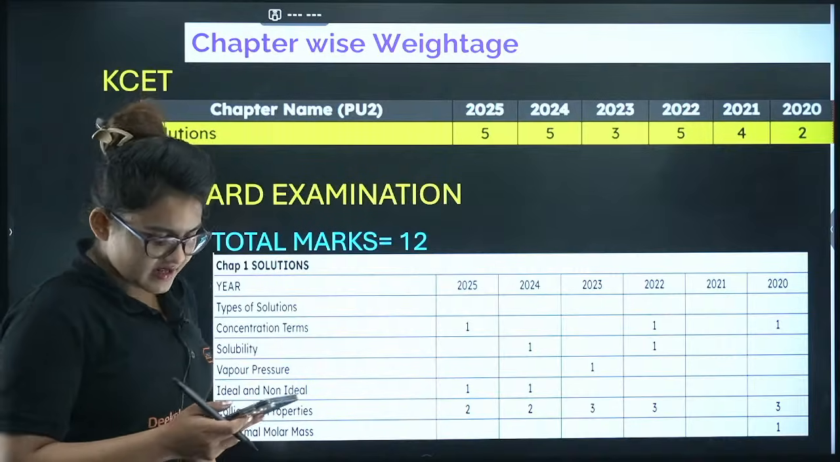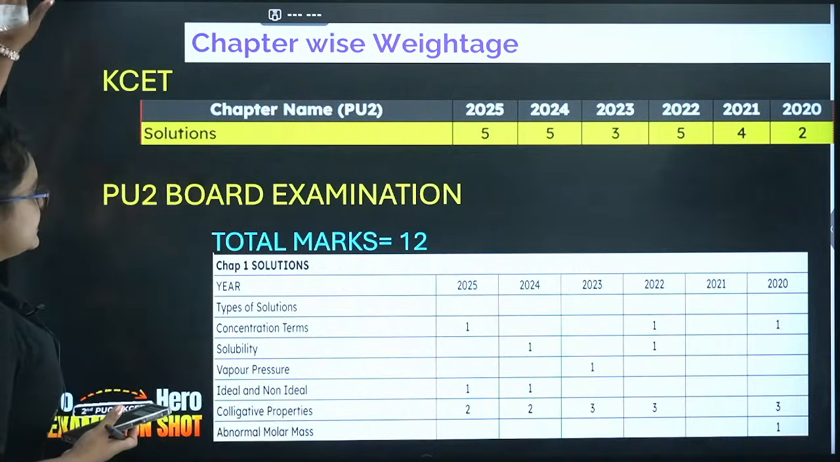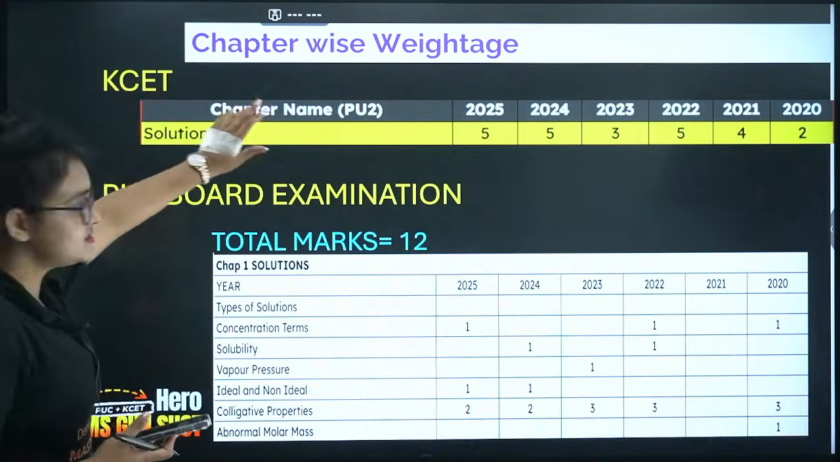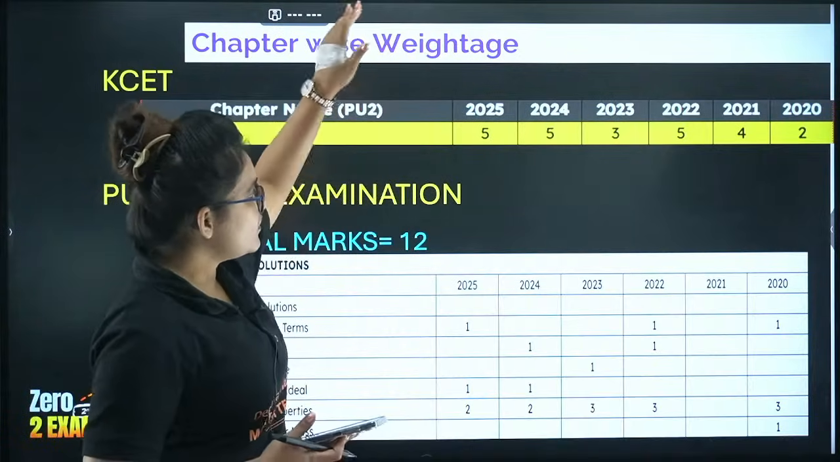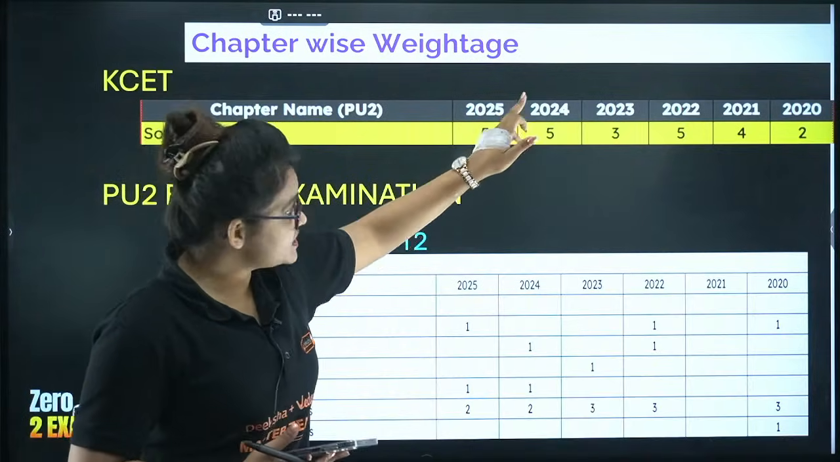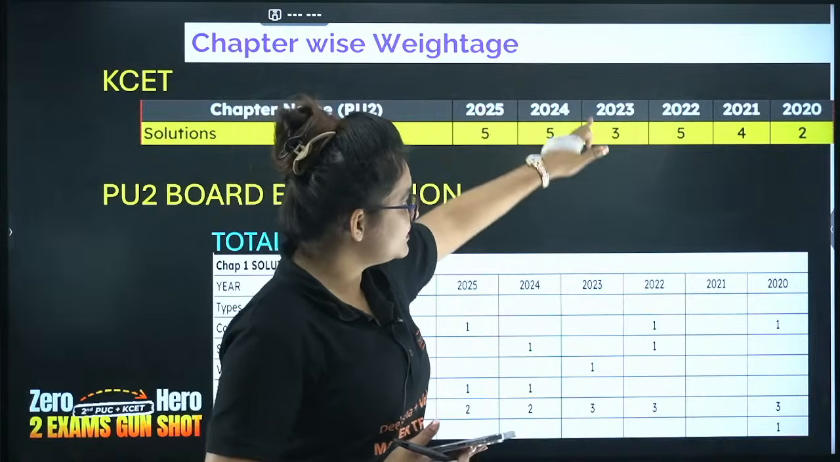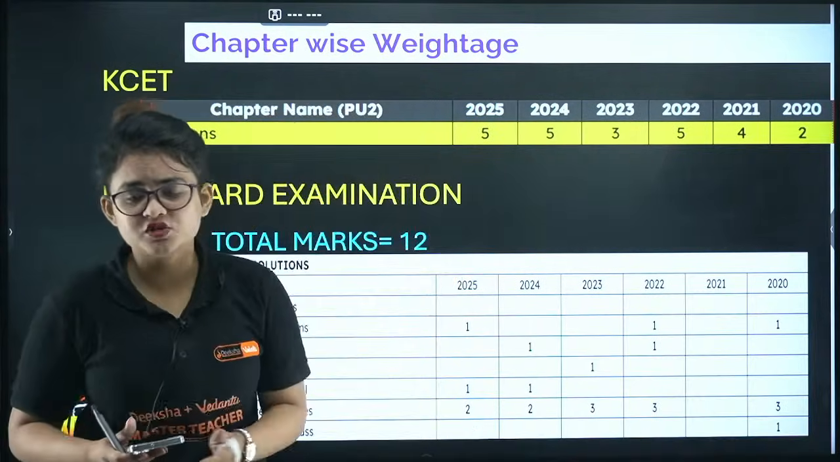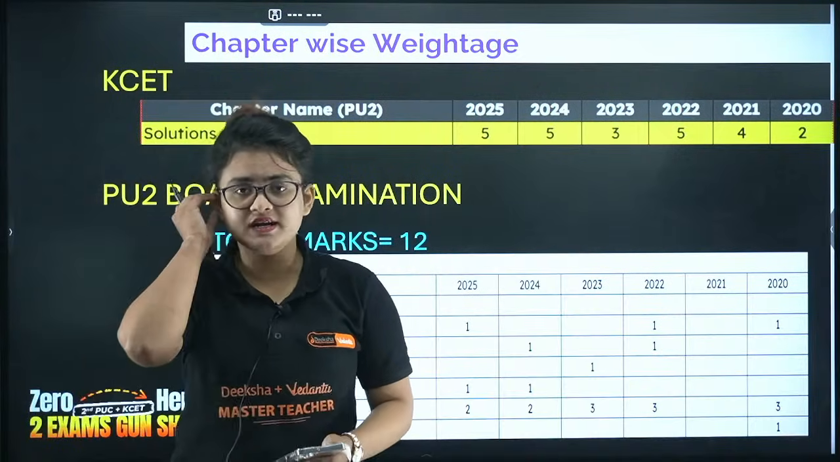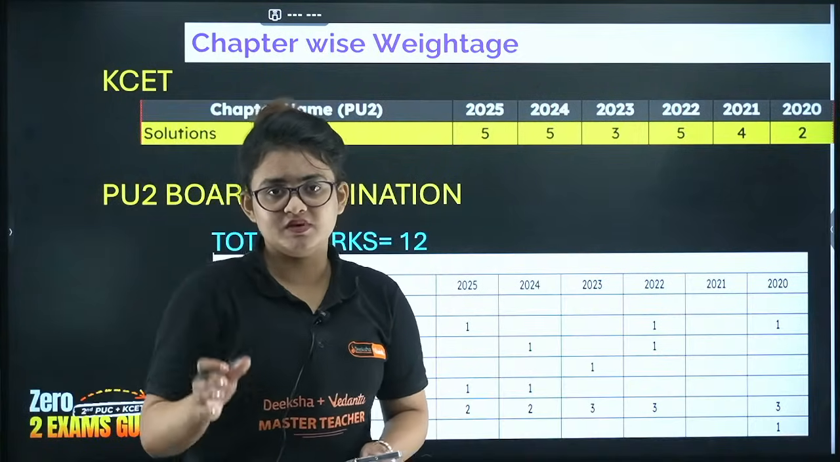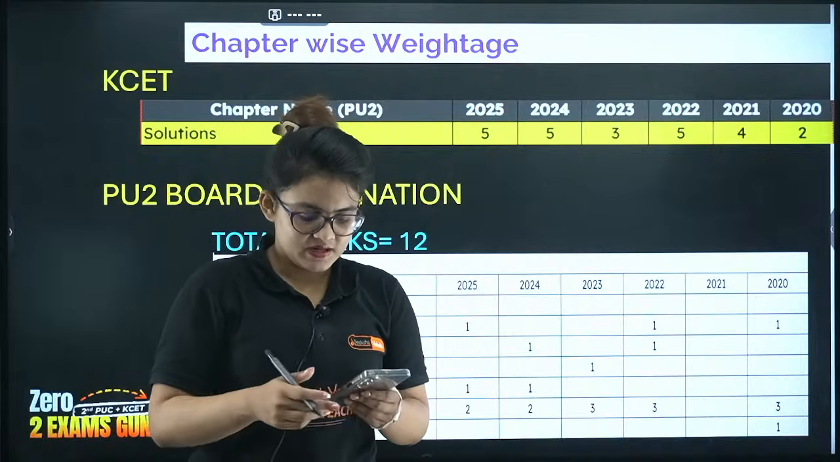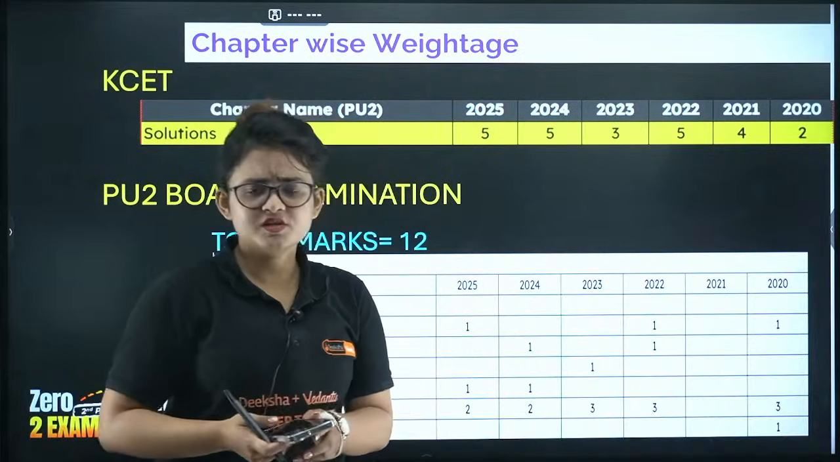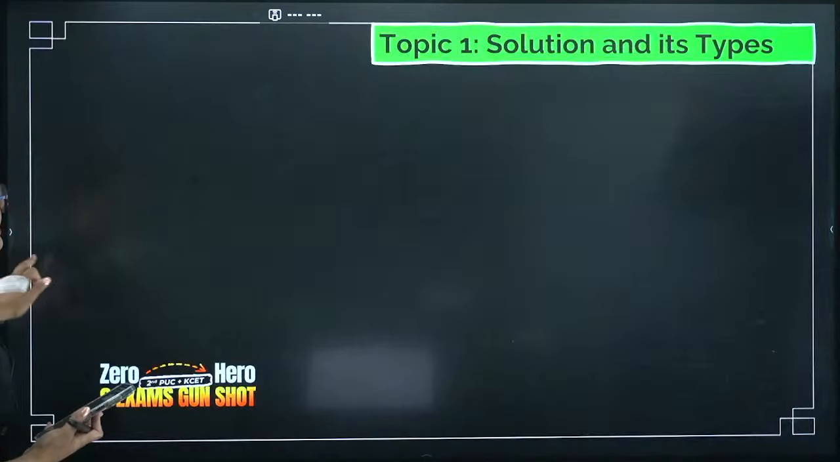Here you can see the KCET analysis. In 2025, 5 questions came, in 2024 5 questions, in 2023 3 questions, and in 2022 5 questions again. So you can see the weightage of this chapter, and you can understand how important this chapter is for both KCET and PU2 examination. So yes, let's proceed.